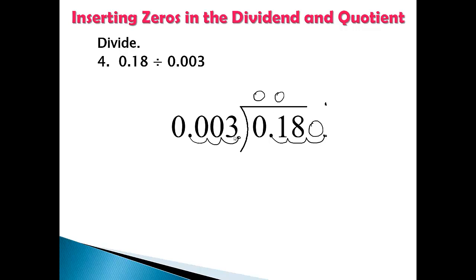Now we're going to divide 3 into 18, and it goes 6 times. 6 times 3 is 18. When we subtract, we get 0, but we are not finished because we still have a 0 to bring down. 3 goes into 0 0 times, and 0 times 3 is 0, and when we subtract, we get 0. Now we are finished because we have 0 left, and we have nothing to bring down. So our answer is 60.